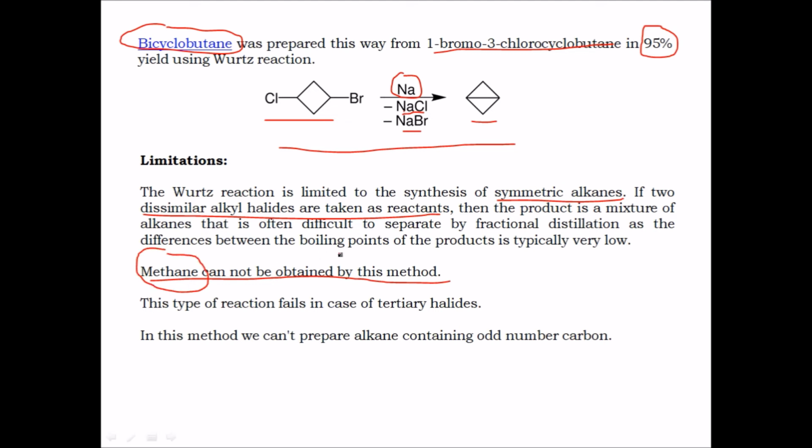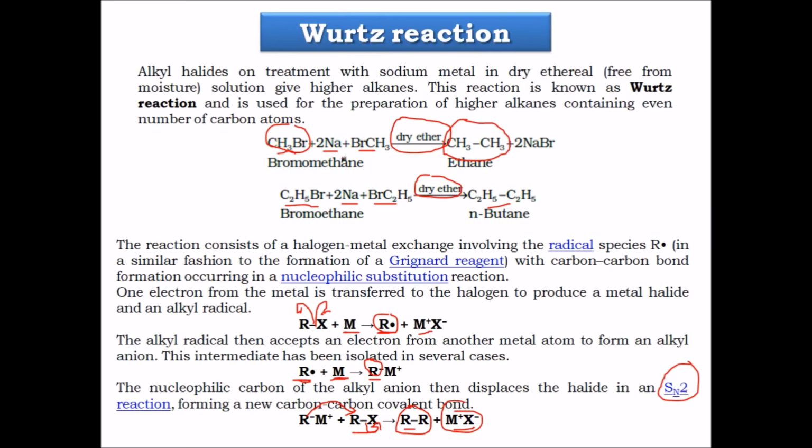Right. The third limitation is that in the case of tertiary halides, we cannot apply the Wurtz reaction. For example, in place of methyl bromide, if you want to use tertiary butyl bromide, there's no reaction possible, and the reason can be understood by using this mechanism.